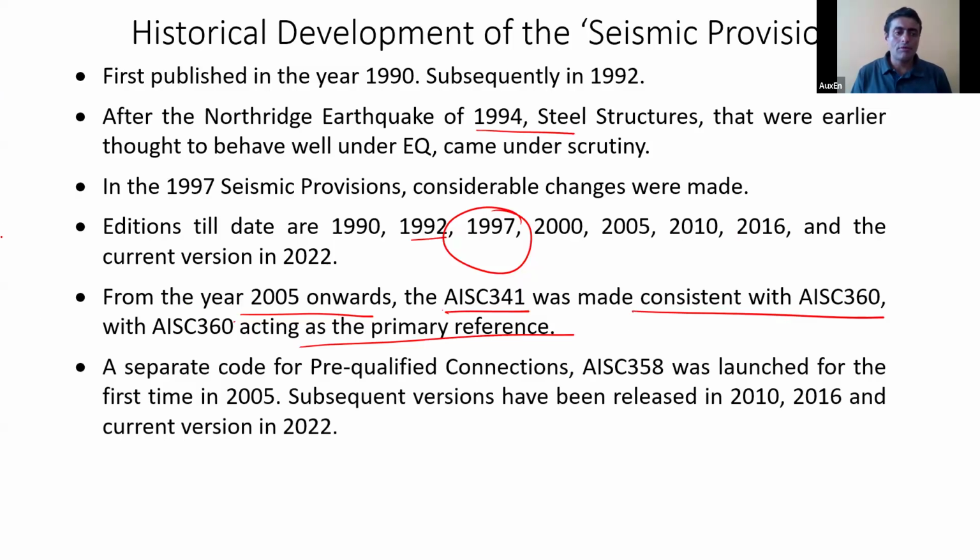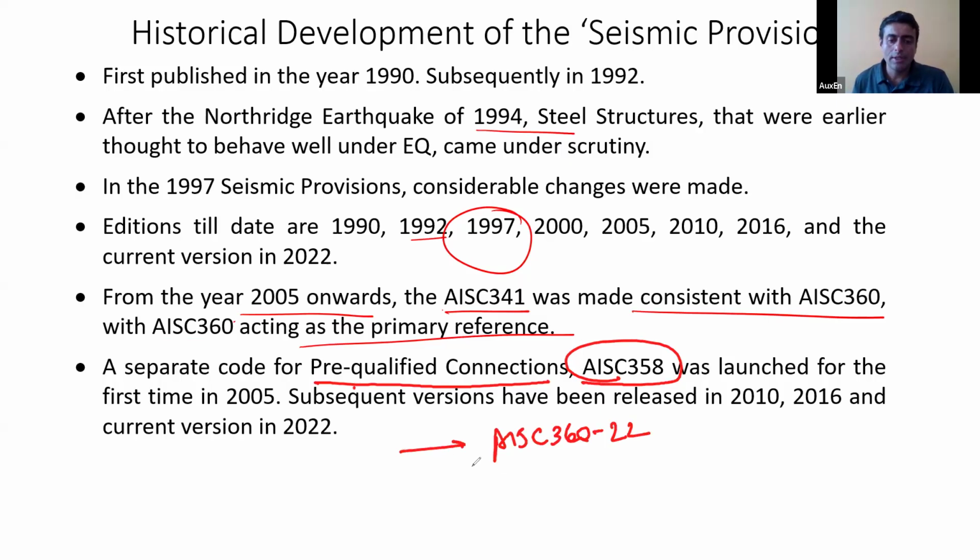launched for pre-qualified connections. And we will talk more about pre-qualified connections as we move ahead in the course. So a separate code was launched named as pre-qualified connections, and it was named as AISC 358. And again, its revision has been made consistent with the AISC 360 and AISC 341. So now they have become one family of codes. So AISC 360 will be the parent publication or parent document.